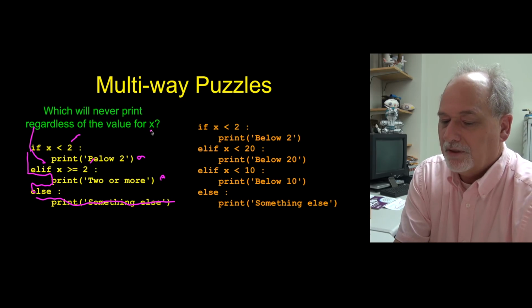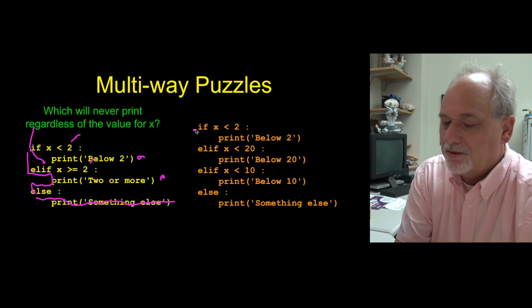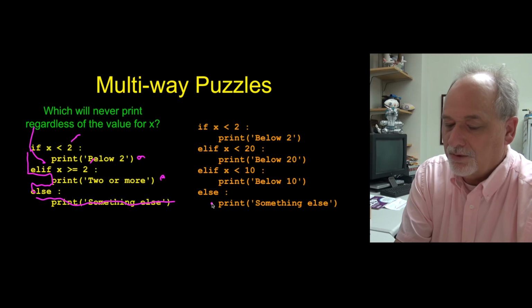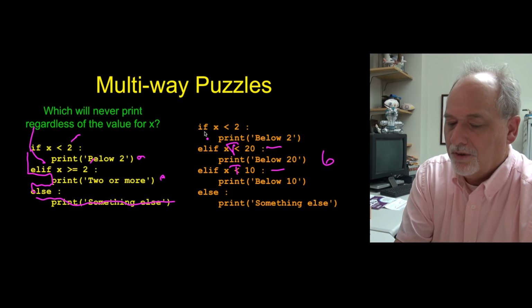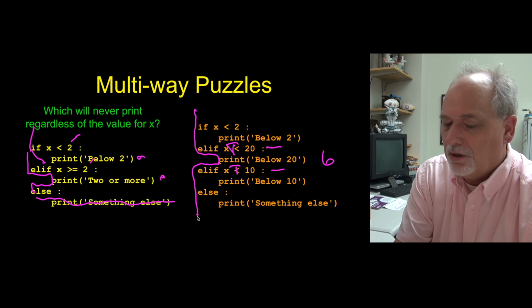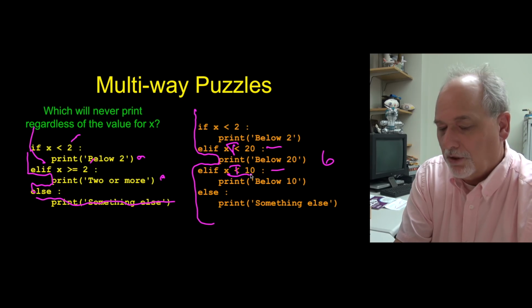This other one is a little different. If x is less than 2, we do this. If x is less than 20, we do that. If x is less than 10, we do that. And if none of those are true, we do that. Well, the problem here is between these two lines. If something's less than 10, like 6, for example, it's also less than 20. So even though there might be values for which this is true, those also are going to have this true. So for something like 6, it's going to run here, and it's not even going to look at this. That's the point.